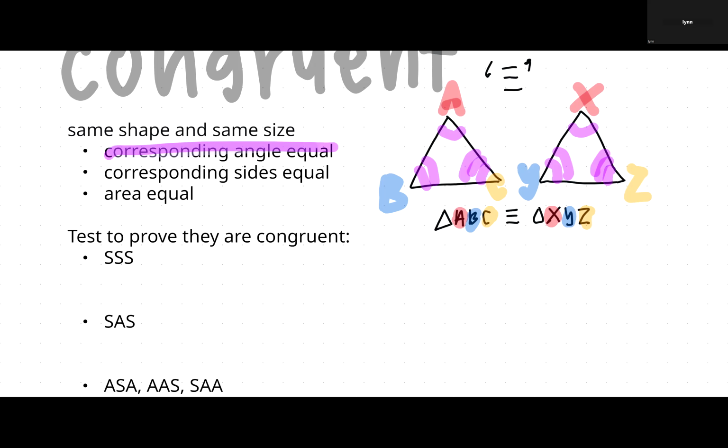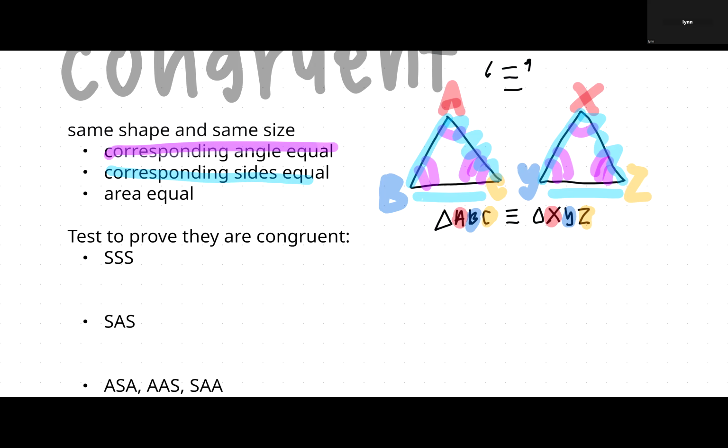Now, the next one. They say corresponding sides are the same. So what does that mean? Guys, look up. It means that here is the same as here. This squiggle one is the same as this squiggle one. And the last one is this one here is the same as this one here. So that's what they meant by corresponding sides are the same. It means the length is the same, and the area is also the same.